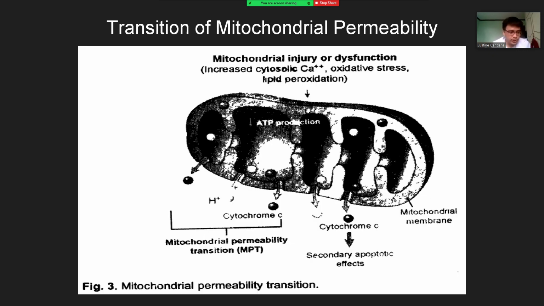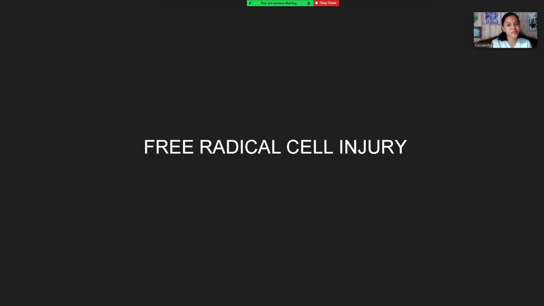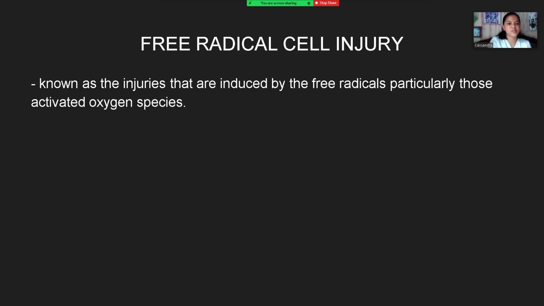So here, an injurious agent is introduced to the mitochondria. The damage will ultimately result in the formation of the mitochondrial permeability transition. Then, due to that, the proton gradient across the mitochondrial membrane disappears. The damage will also result in leakage of cytochrome C, which will lead to secondary apoptotic effects. Next is free radical cell injury, known as the injuries that are induced by free radicals, particularly those activated oxygen species. As we all know, free radicals are molecules that have only one electron in the outer orbital.